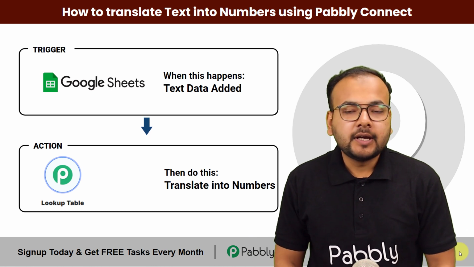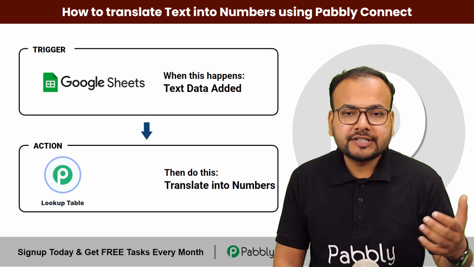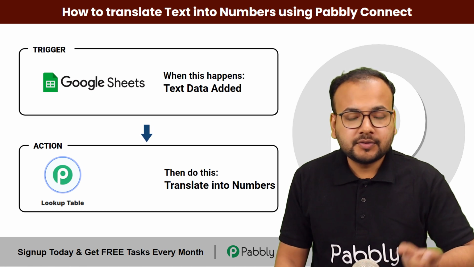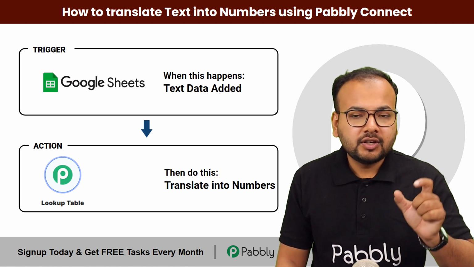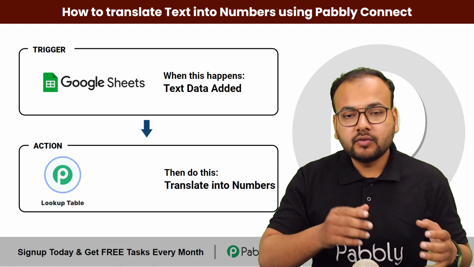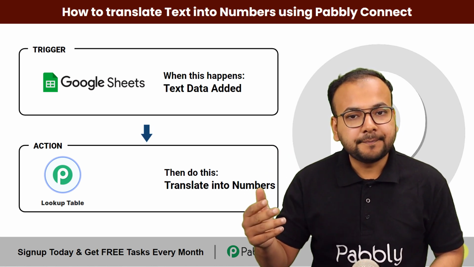For example, you're receiving feedbacks from your customers or clients and you are receiving words like good, excellent, poor, average, not satisfactory, these kind of words. And you want to convert these review words into ratings, into numbers like 1, 2, 3, 4, and 5.